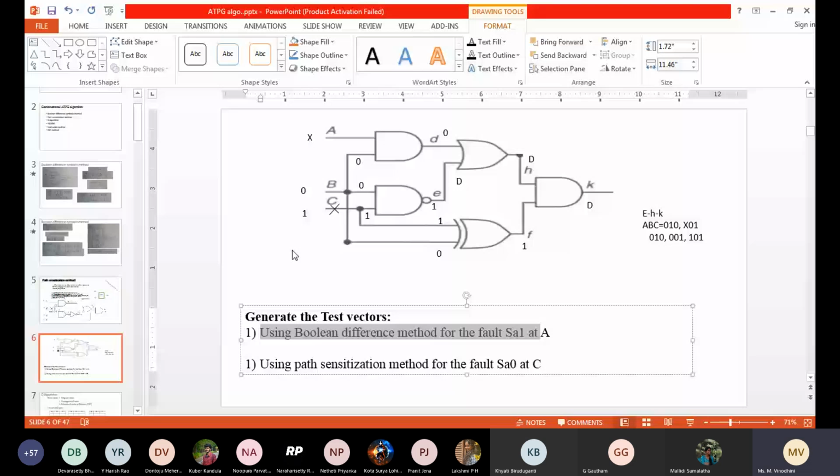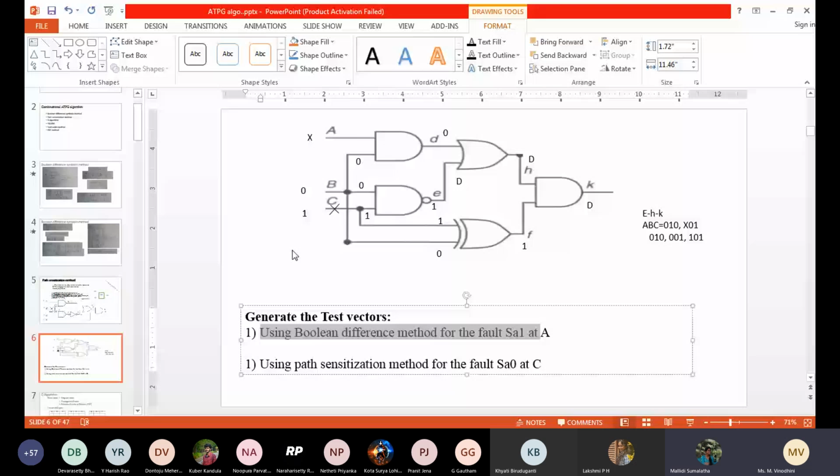What are the 3 steps? Activation, propagation, justification. For each and every path you need to do this. Sometimes you may fail in propagation, sometimes you may fail with justification. Sometimes this failure may happen with all the paths. That means you will not get an answer at all. That can also happen.